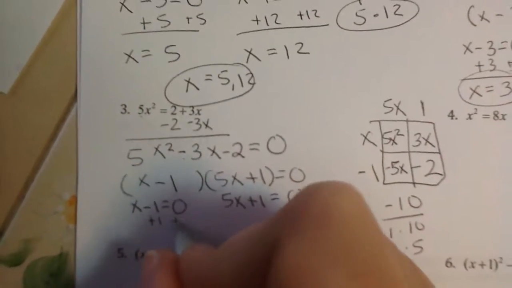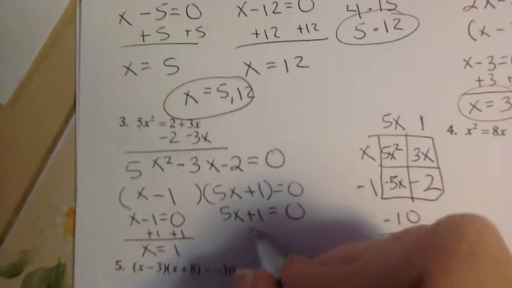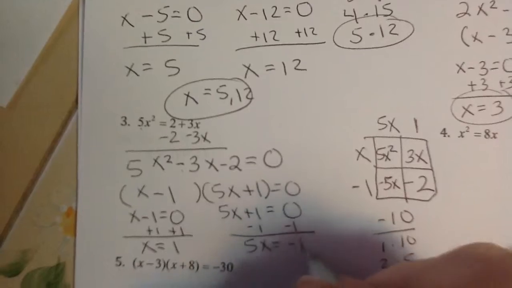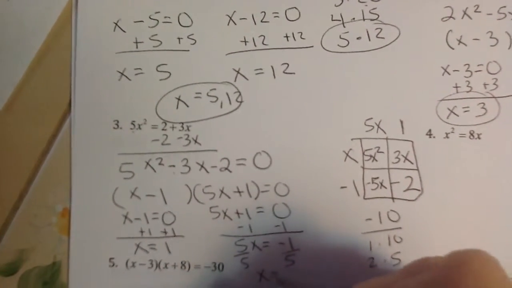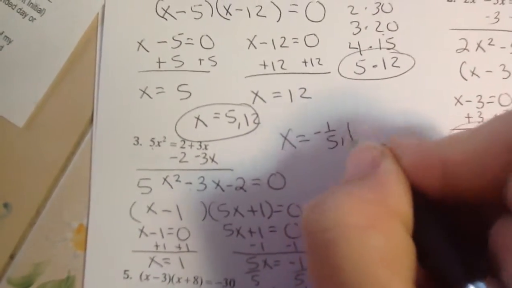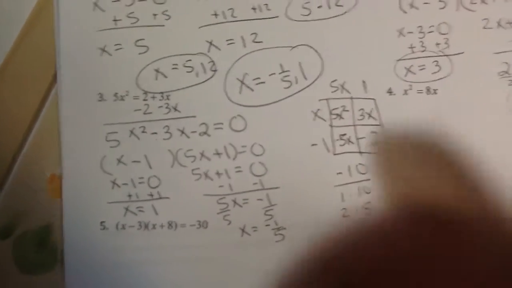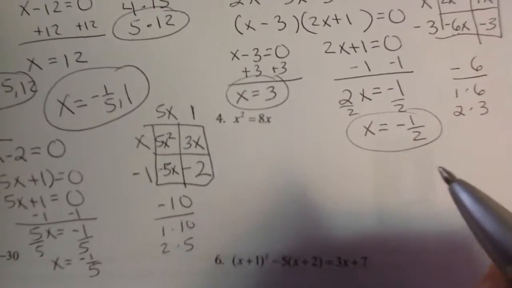We need to solve for x. I'm going to add, x equals 1 on this side. I need to subtract over here, and then divide. So x equals negative 1/5, comma 1. Okay, you need to pause this video and look things over, do so.